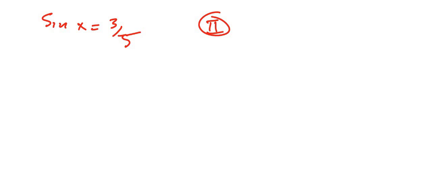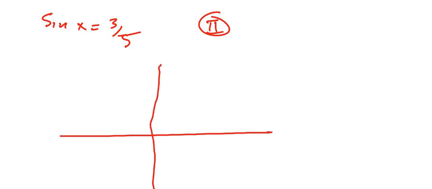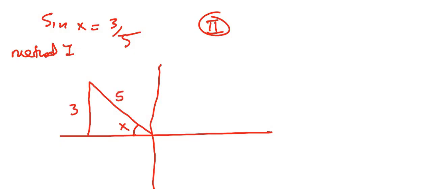So I'm going to write it like this. I make a triangle that looks like this. This is method 1 that I'm going to make. Method 1, we follow the normal XY plane. So I create something that looks like this. I create my x to be there. We're in the second quadrant. Sine of x is opposite 3 and hypotenuse, that's a 5.